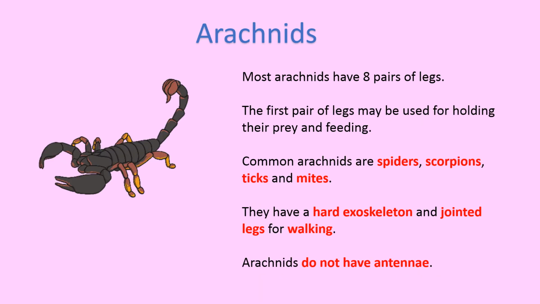The arachnids. Most arachnids have 8 pair of legs. The first pair of legs may be used for holding their prey and feeding. So, if arachnids hold their prey, what would they be called then? So we have the prey and we have the predator. Common arachnids are spiders, scorpions, ticks, and mites. They have a hard exoskeleton and jointed legs for walking, and they do not have antennae.